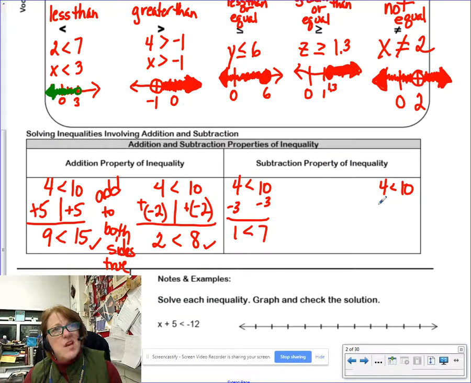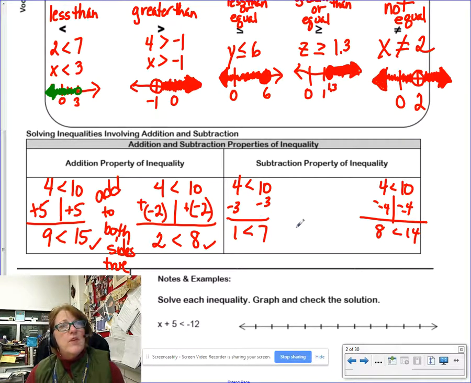If I subtracted negative 4, subtract negative 4, would this still be true? I get 8, 14. Yep, it's still true. So it doesn't matter what you subtract to each side. You can subtract anything you want as long as you do the same value to both sides. So if I say subtract from both sides, it still stays true.